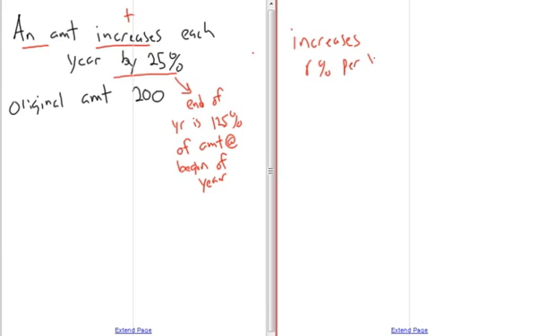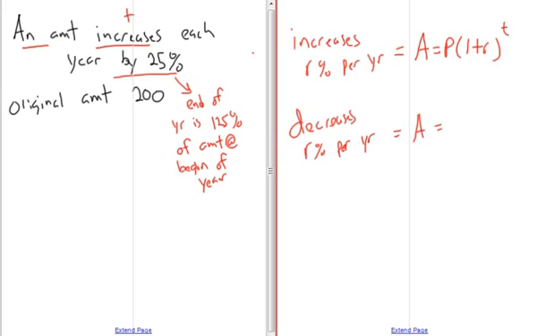So generically, if it increases r% per year, then your final amount, A, is equal to P times (1 plus r) to the t. We can see this is a special case of A equals P times (1 plus r over n) to the power n times t, but this is just where n is equal to 1. If you had a situation where it was decreasing by r% per year, then that plus right there in the middle would turn into a minus.